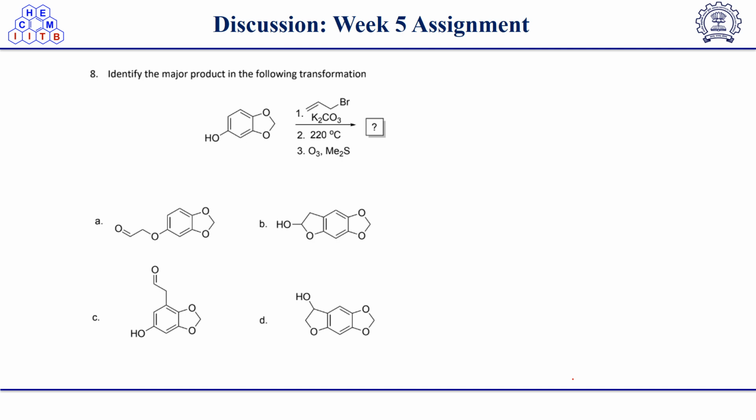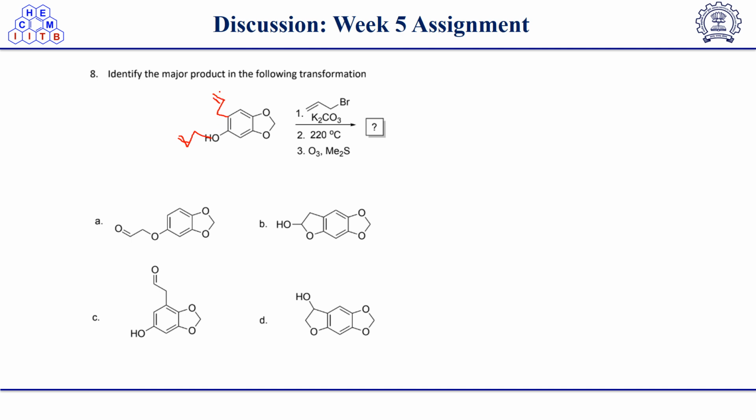So here, as we can see, first when we treat with this allyl bromide, O-allylation will take place. So we will get this product, where the allyl group will be there. Then on heating at 220 degrees Celsius, it will undergo a [3,3] sigmatropic rearrangement, that is a Claisen rearrangement, and as a result, we will get this allyl group migrated to this position. Like this we will get, and here it will be OH.